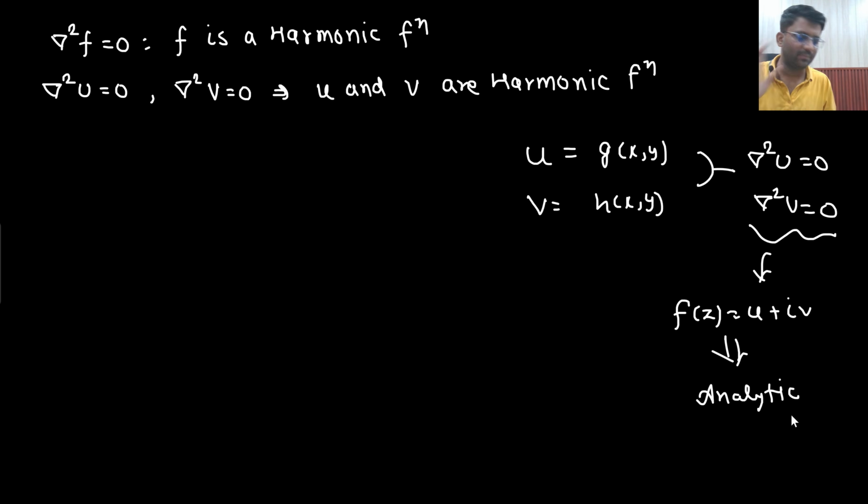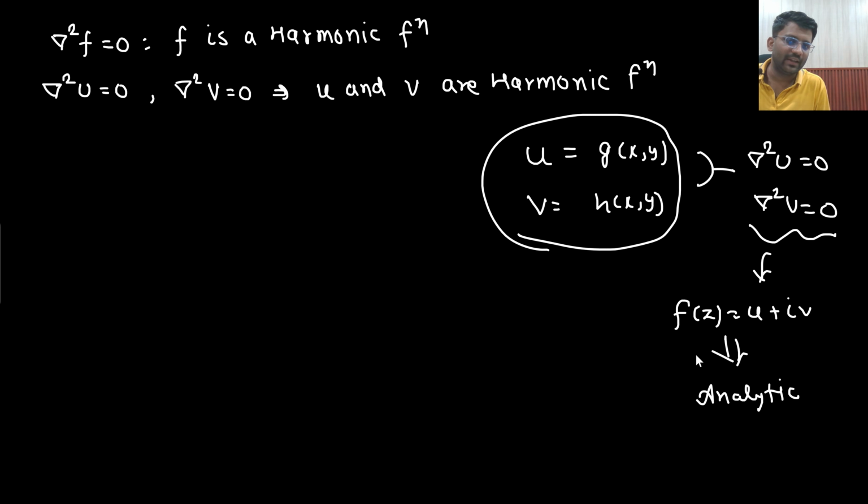Again listen to my problem statement carefully. I am giving you a random u, and a random v as well. I have framed them in a way that del square u is coming out to be 0, del square v is also coming out to be 0. Now I am taking those u and v and making a function f of z, which is u plus iota v. Now I am asking you, are you sure that f of z will be analytic?